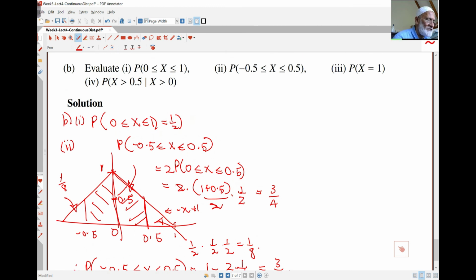Part 3, probability x equals 1. This is simple. It's a single point, and we know probabilities for single points are 0. That's the end of that one.